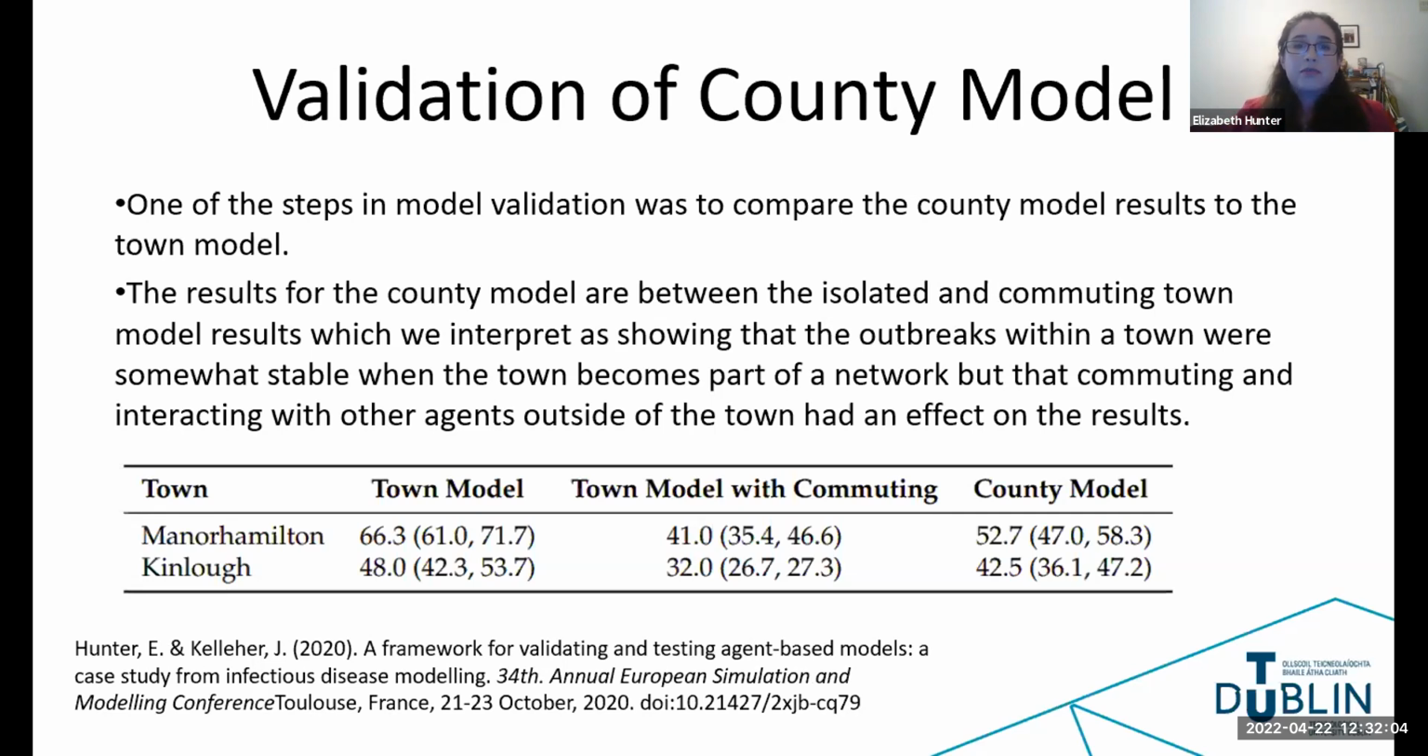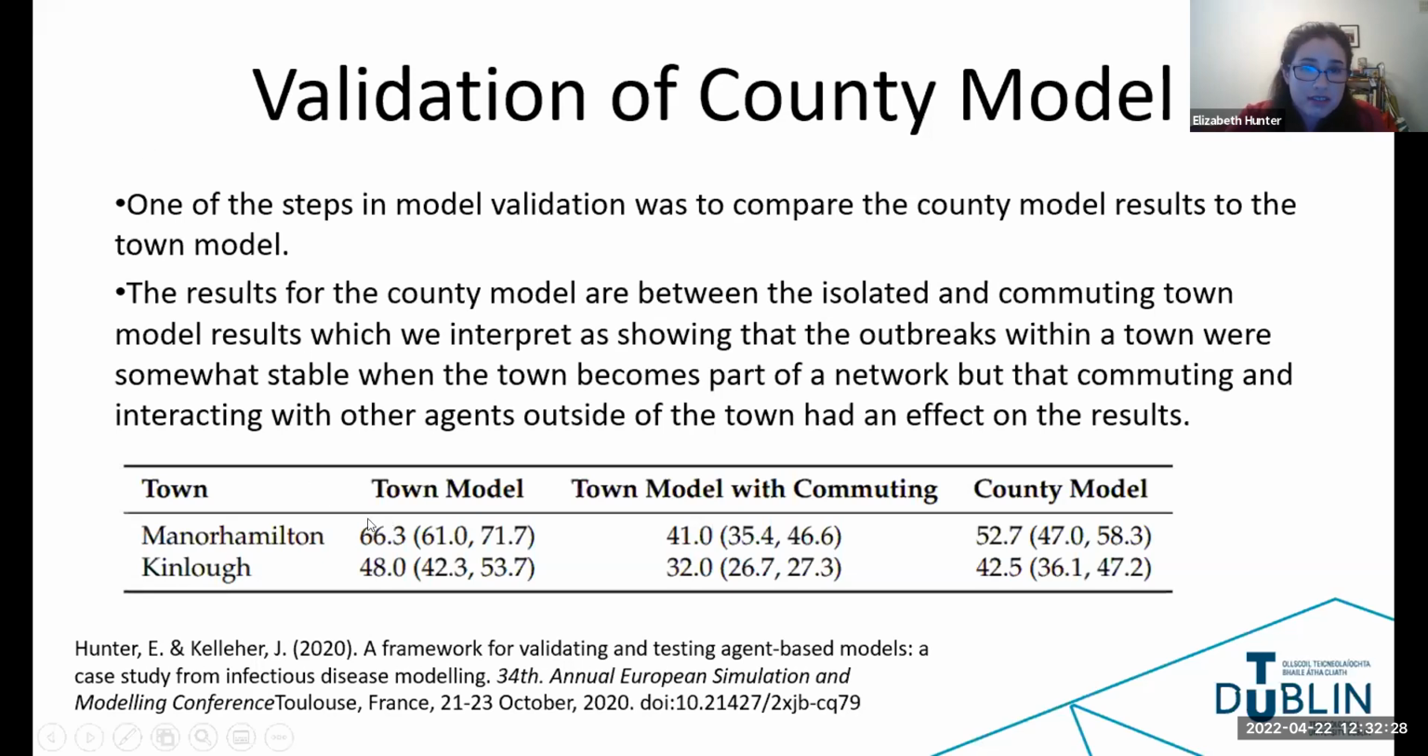Then we added the commuting patterns in. So we put the town into the county, but got rid of all of the other towns in the county. So we just had agents who were in Manorhamilton. They were allowed to commute out, but when they commuted out, they didn't come into contact with any other agents. And then they would commute back home. And then finally, we ran the county model with all of the other towns and all of the other agents, and just looked at the outbreaks that occurred within Manorhamilton.